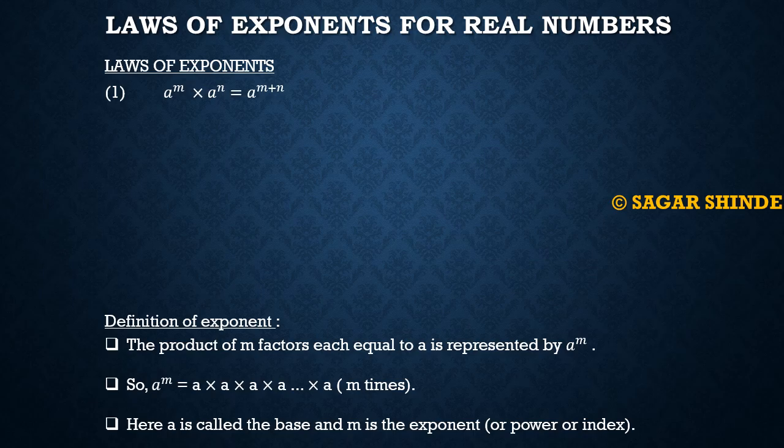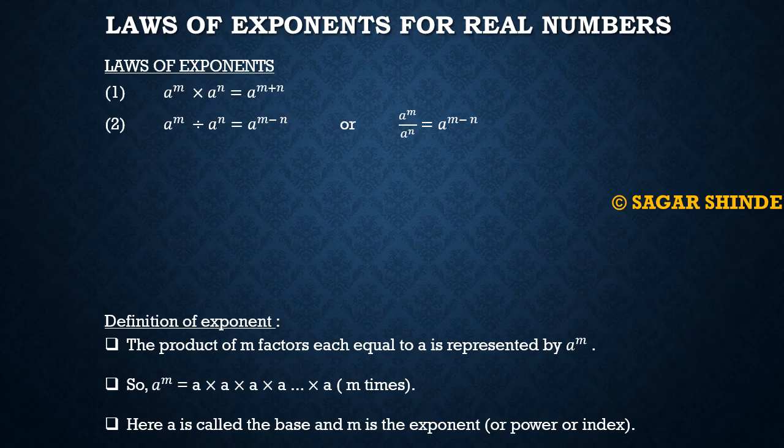The second law is quite similar to this one. Instead of multiplication there is division. So a raised to m divided by a raised to n is equal to a raised to m minus n. So here what do we see? We have same bases but different powers, and there is division of these two numbers.